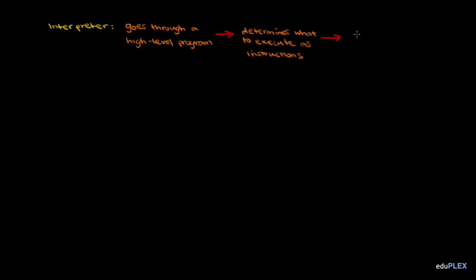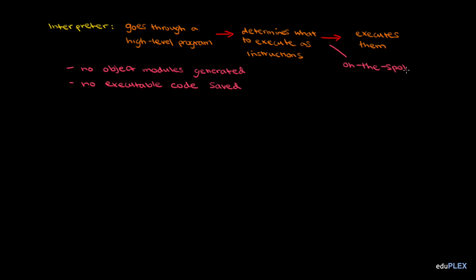An interpreter, on the other hand, works a little differently. An interpreter basically just goes through a high-level program, figures out what it needs to execute as instructions, and then just executes them. It doesn't generate any object modules and it doesn't save any executable code. It works on the spot, running programs immediately after converting them to machine code from the source code itself.